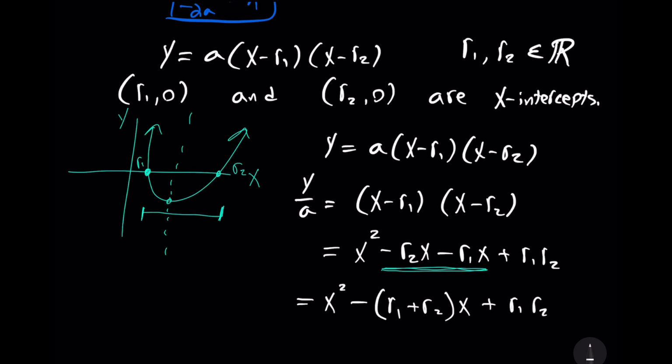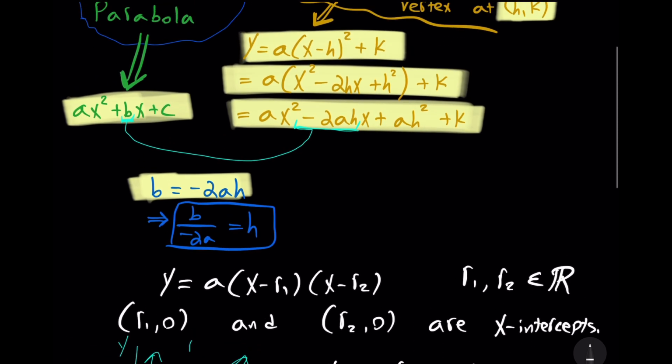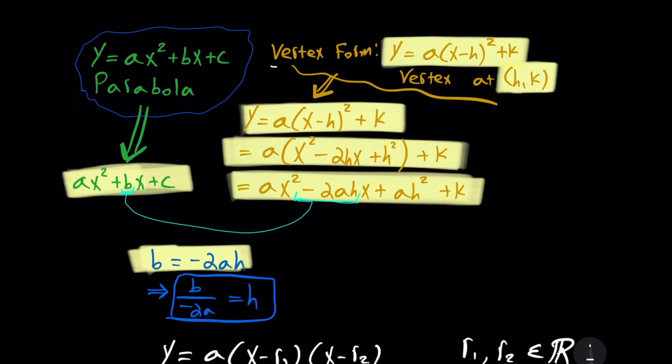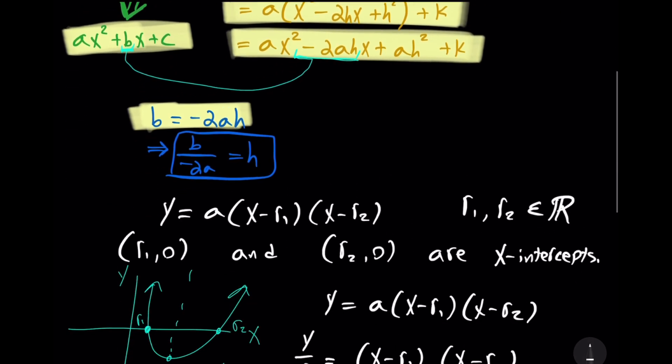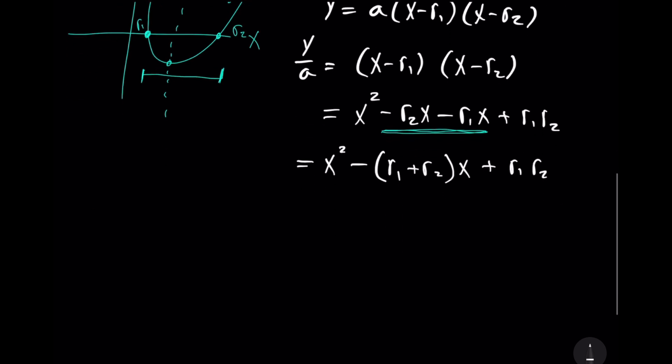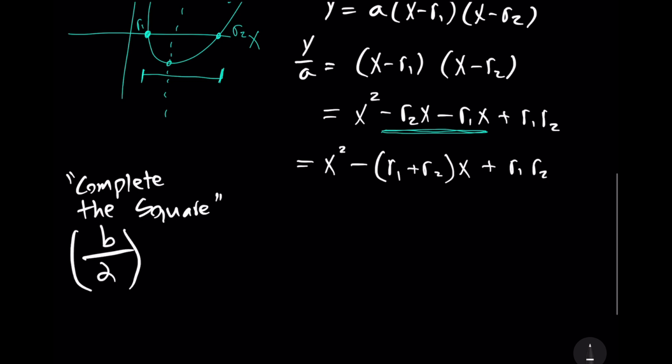The next thing we're going to do is manipulate this equation to put it into this vertex form up here. To do that, we're going to have to complete the square, and that's b over 2 quantity squared.